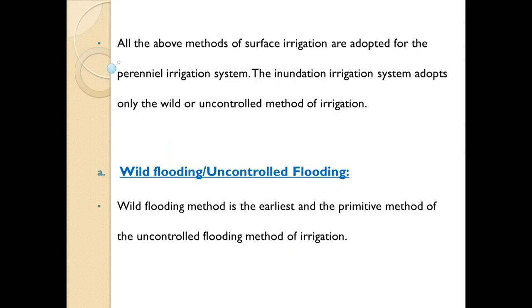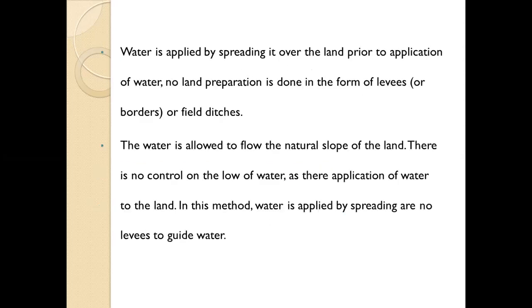All these above methods of surface irrigation are adopted for the perennial irrigation system. The inundation irrigation system adopts only the wild or uncontrolled method of irrigation. So starting with wild flooding or uncontrolled flooding, the wild flooding method is the earliest and most primitive method of irrigation.